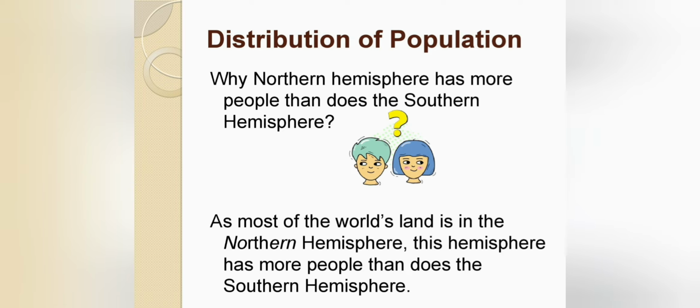Yes, right. Most of the world's land is in the northern hemisphere. Okay, if you see the world map, you can find the division with the equator. Then you can find that most of the land area is in the northern hemisphere, and people can live only on land. So that's why more people live in the northern hemisphere, and because the southern hemisphere has less land area, fewer people are living in the southern hemisphere.